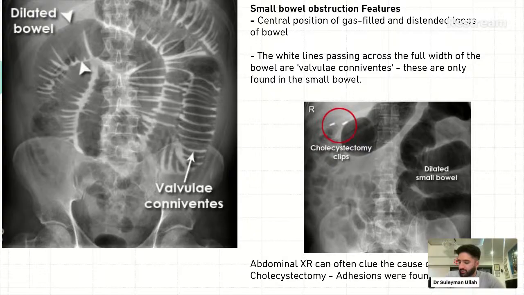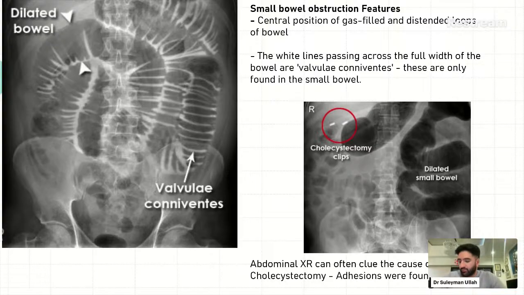Stacked coin appearances, consistent with small bowel obstruction, blocked colon. So that's two opposing answers there. We've got one for large bowel obstruction, one for small bowel. So this is a small bowel obstruction. As has been said, it's a stacked coin appearance. That is one way of describing it, and it does look quite accurate. It does look like coins stacked on top of each other.